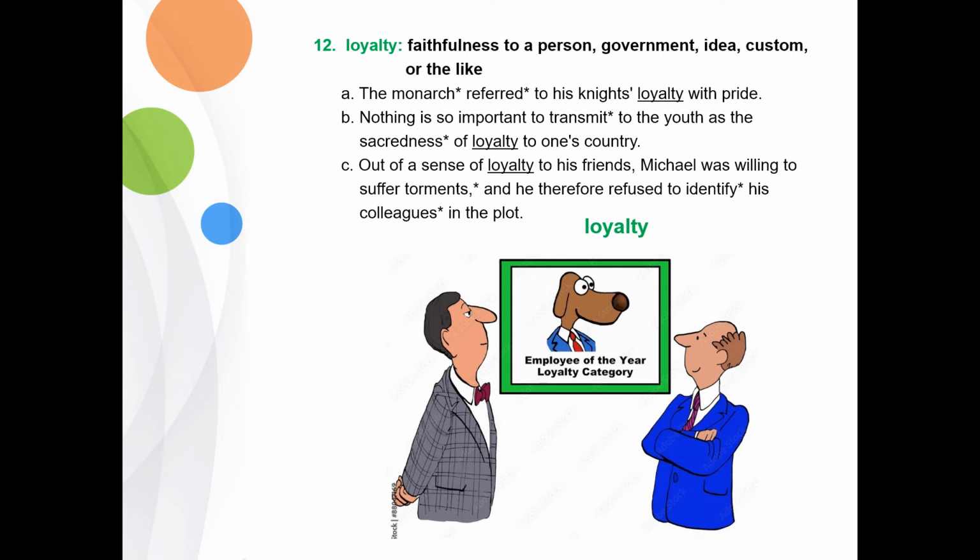Number 2. Nothing is so important to transmit to the youth as the sacredness of loyalty to one's country. Number 3. Out of a sense of loyalty to his friends, Michael was willing to suffer torments, and he therefore refused to identify his colleagues in the plot.